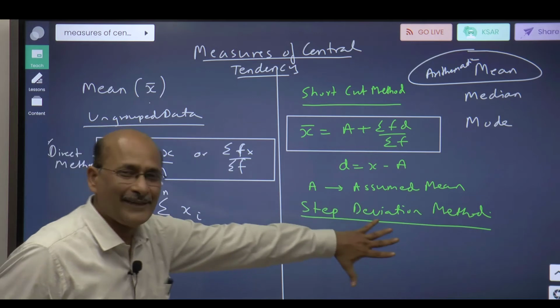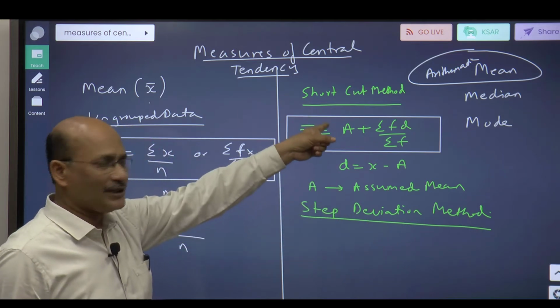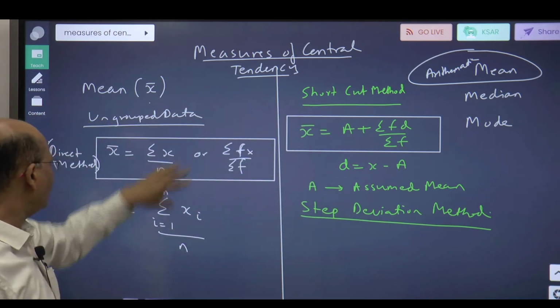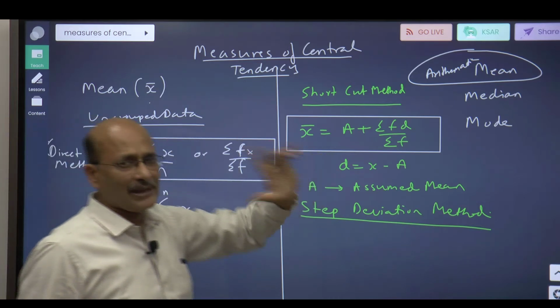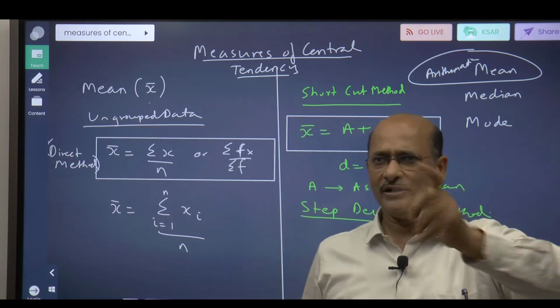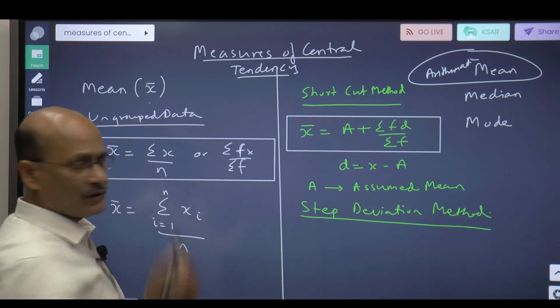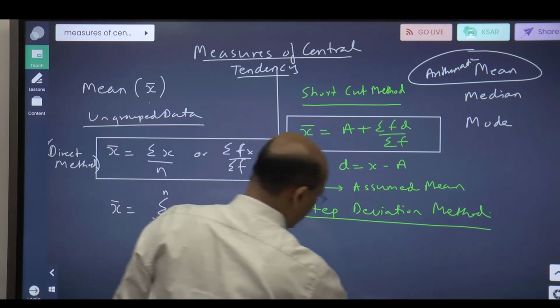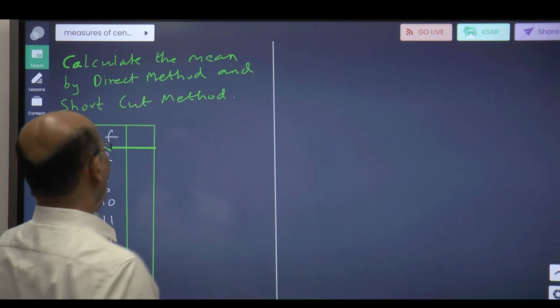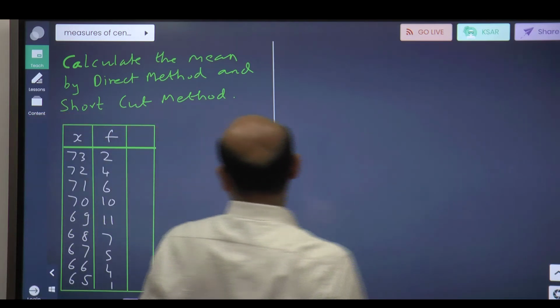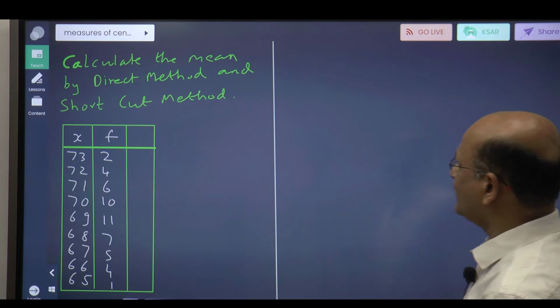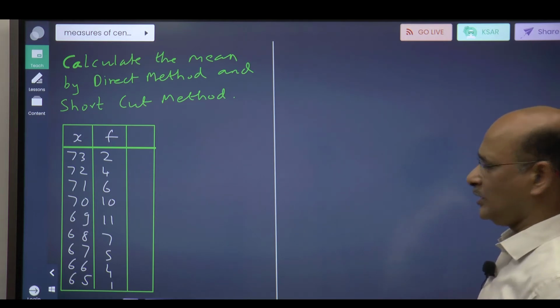So I am not going for the step deviation method now. First I will solve the shortcut method, and I will take one sum and try to make you understand what exactly it is and how we apply the formula in solving the question. So the question goes here: calculate the mean by direct method and shortcut method.